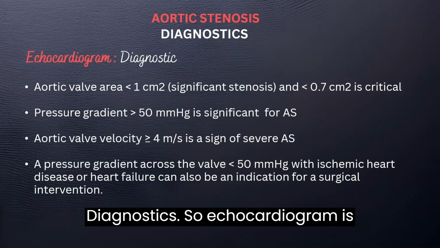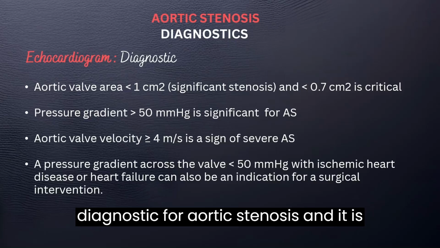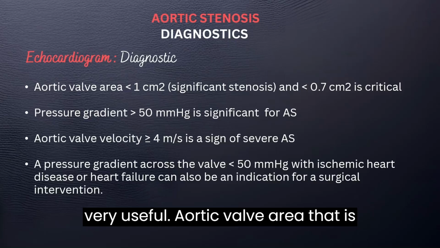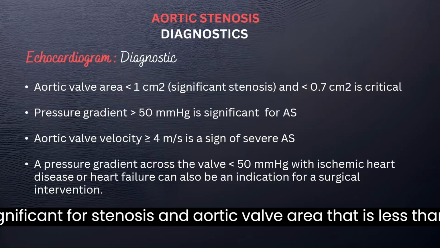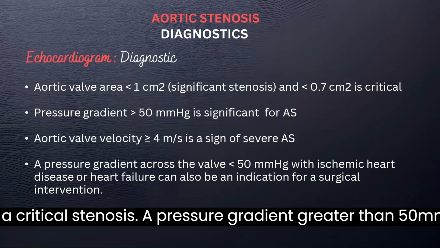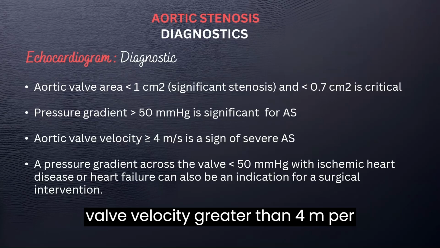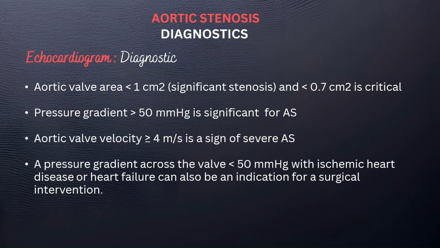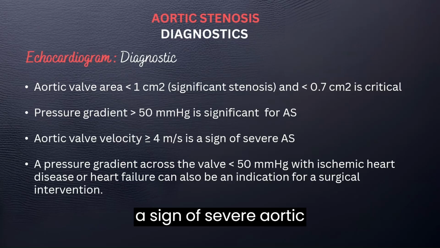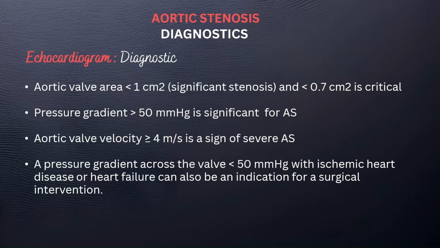Diagnostics. So echocardiogram is diagnostic for aortic stenosis and it is very useful. Aortic valve area that is less than 1 centimeter squared is significant for stenosis, and aortic valve area that is less than 0.7 centimeters squared is actually indicative of a critical stenosis. A pressure gradient greater than 50 millimeter mercury is significant for severe aortic stenosis, and aortic valve velocity greater than 4 meters per second is a sign of severe aortic stenosis.